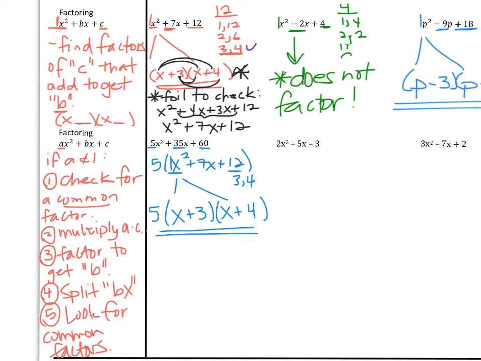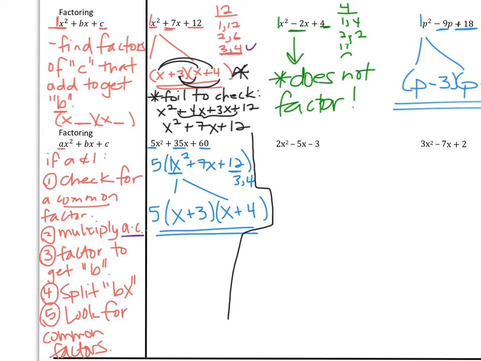Let's try the next one. 2x squared minus 5x minus 3. Notice we've got 2, negative 5, and negative 3. I'm just trying to give myself a little bit more room. In this example, we don't have a common factor. So now we need to go to that step 2.